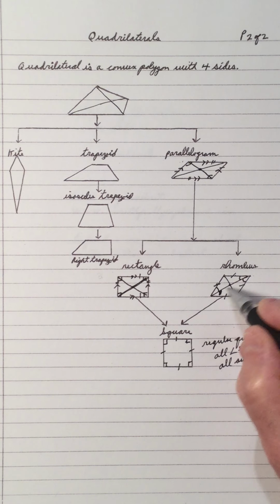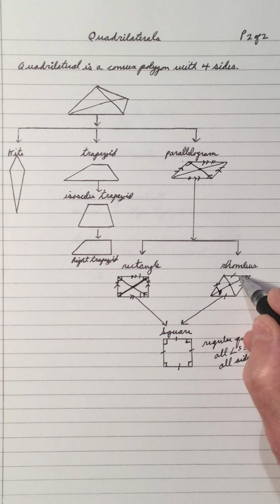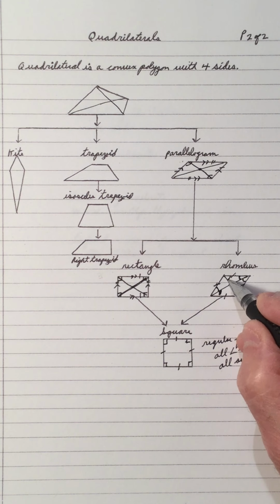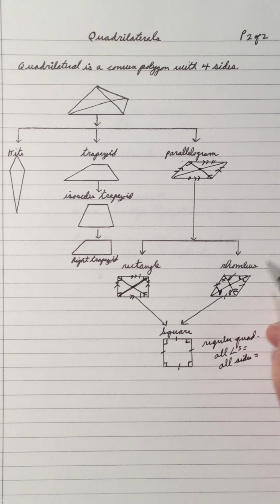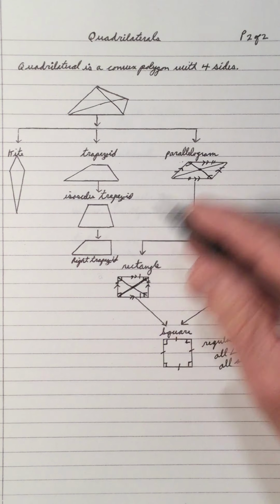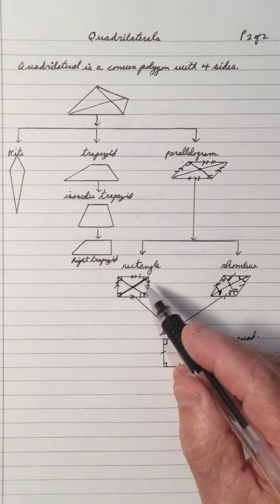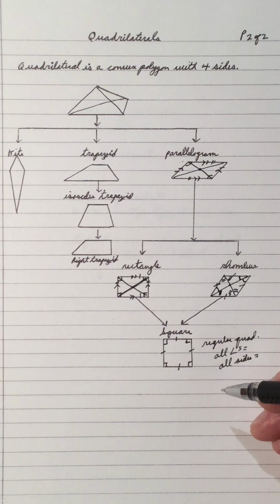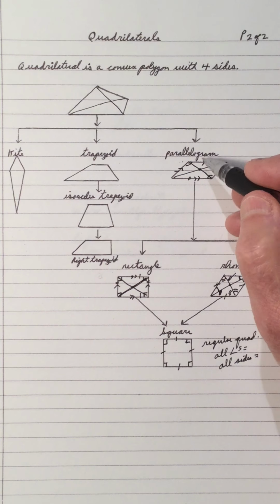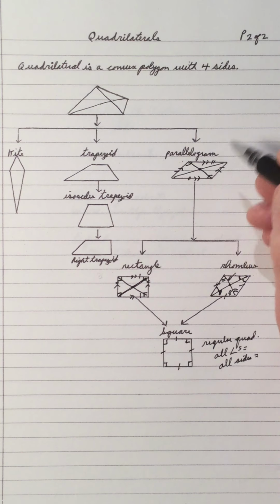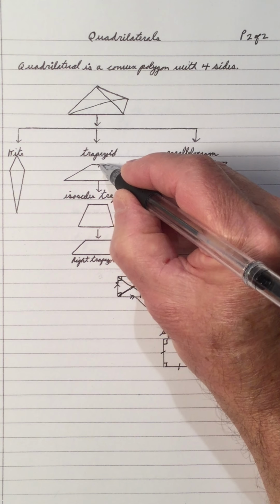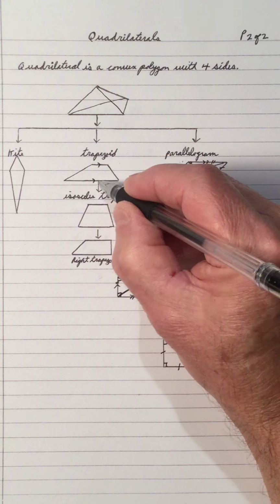Opposite angles are equal and they bisect. So this angle right here is equal to this one, and this angle right here is equal to this one. And this angle is equal to this one, and this angle here is equal to this one. And a square has all the properties of a parallelogram, all the properties of a rectangle, and all the properties of a rhombus. And a parallelogram has both pairs of opposite sides parallel. But a trapezoid, trapezium, only has one pair of sides parallel.